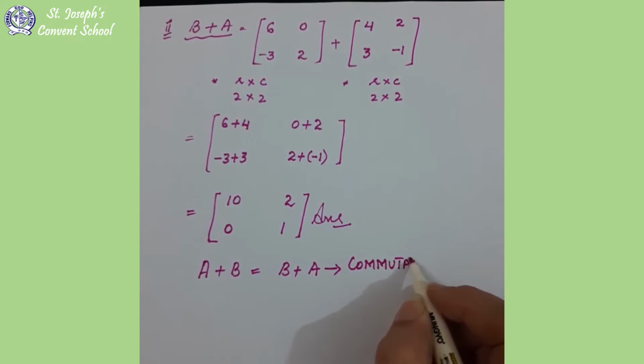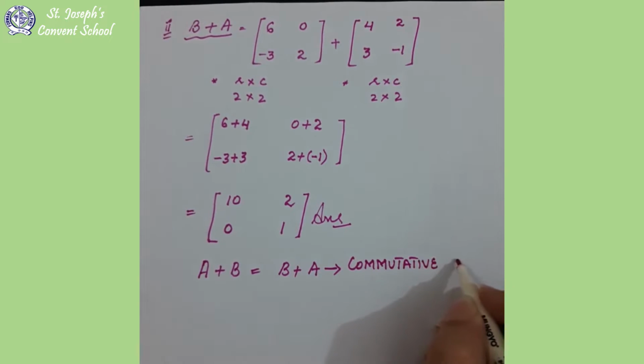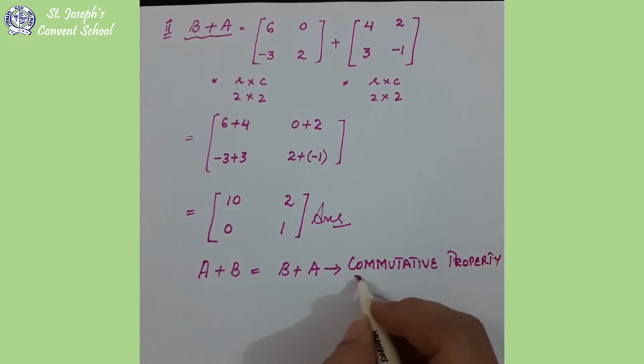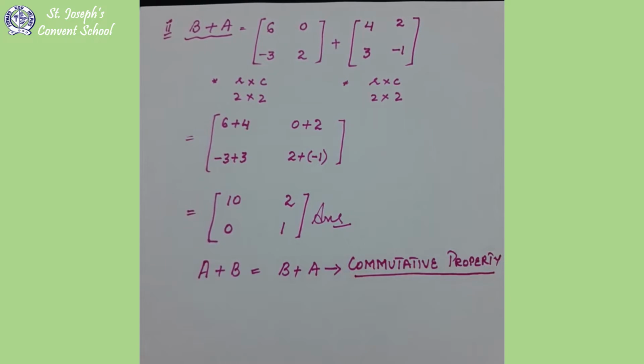Commutative property. Okay, so this is commutative property. If they ask you to do both a plus b and b plus a, then you solve it. Otherwise, whatever is asked in the question, only that you are going to find.